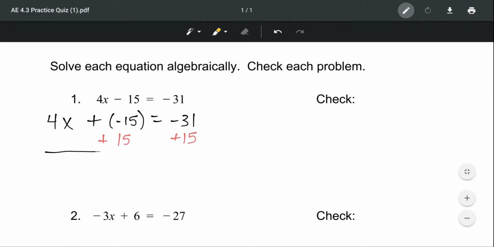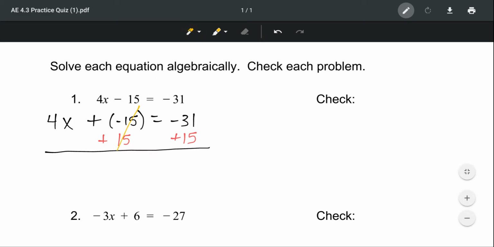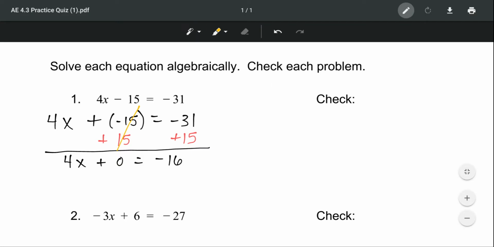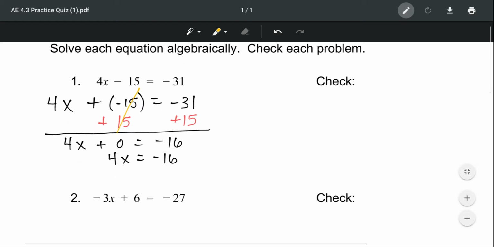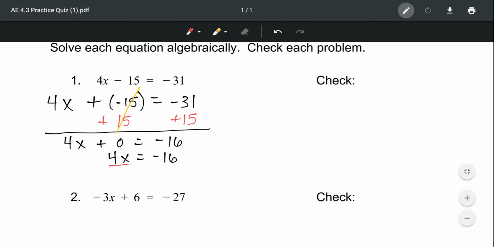So that means that negative 15 and positive 15 will cancel out. So you're left with 4x plus 0 equals negative 31 plus 15 would be negative 16. So you get 4x equals negative 16. Since you have a number in front of x, you divide both sides by that number. So divide both sides by positive 4.